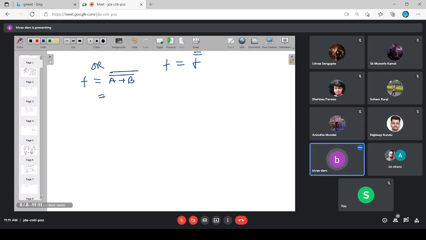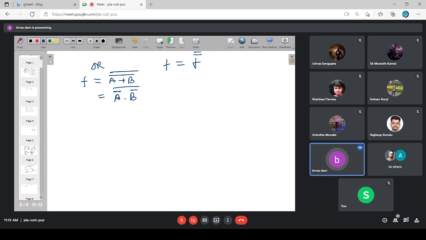So here in the lower bar, you apply De Morgan's theorem. So what do you get? What is the expression for A plus B bar? A bar dot B bar. And then the upper bar is already there. Yes. Okay.